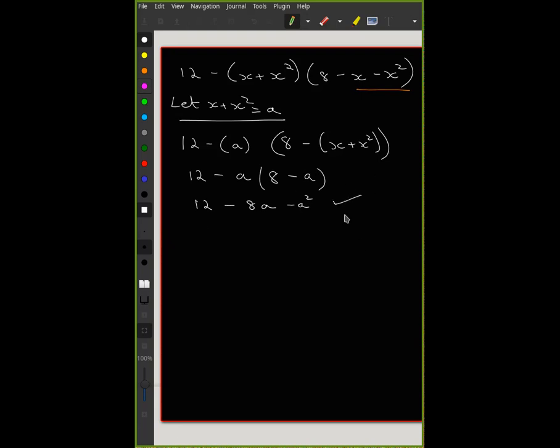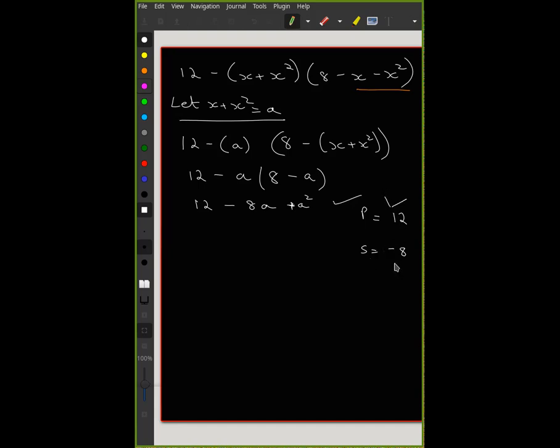So now this is a quadratic expression, right? So we want the product as, Vishwa, what is the product of 12 and a squared? Plus or minus? Plus. And what will be the sum? Minus 8. So what will be the factors?